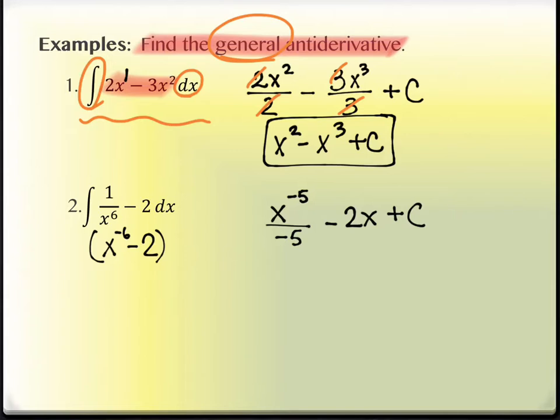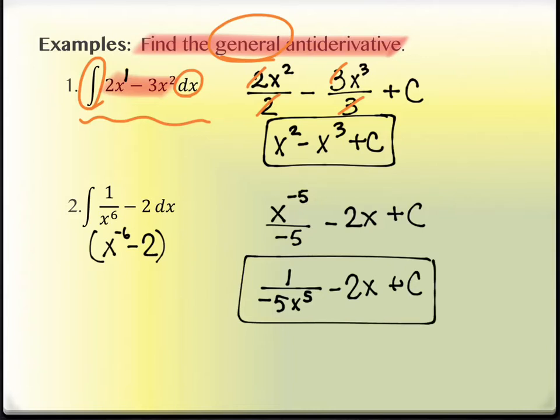So we're going to shift that back to the denominator, which would leave a 1 on top, negative 5x to the 5th on bottom, minus my 2x, plus my c. So this is as cleaned up a version as we need at the end.